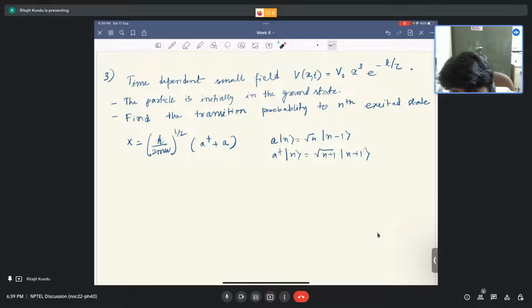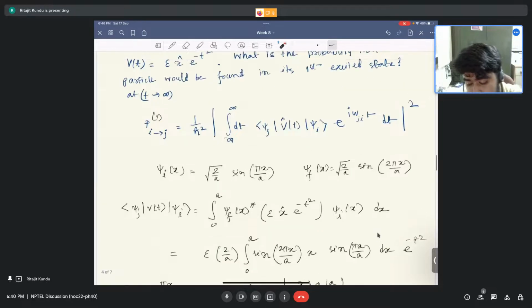So in this case we are given a field with time dependence. V0 is a small field, and there is this time dependence, and x cube is sitting here. Initially the particle is in the ground state. Now the question is we have to find the transition probability to the nth excited state. Let me copy that formula from before, and we will do it in a similar way.